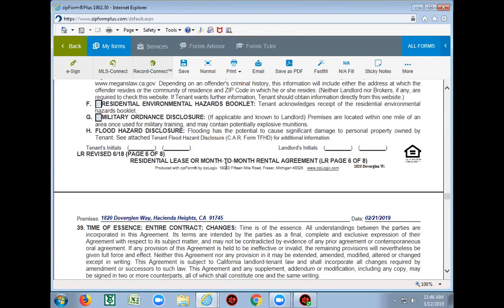G, military ordinance disclosure. If the landlord is notified that the premises are located within 1 mile of an area once used for military training that may contain potential explosive munitions. So if it was a base, even back to World War II, for example, like Irvine, you see the Jamboree when you're passing by, the two huge construction dome areas, that was an airship parking before. It's considered a base, okay? But if you lease a property over there, I would disclose it. It's a military ordinance. Yeah.